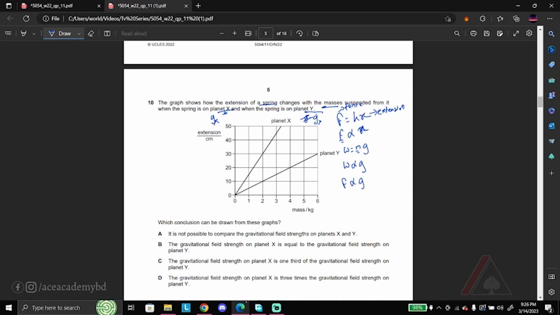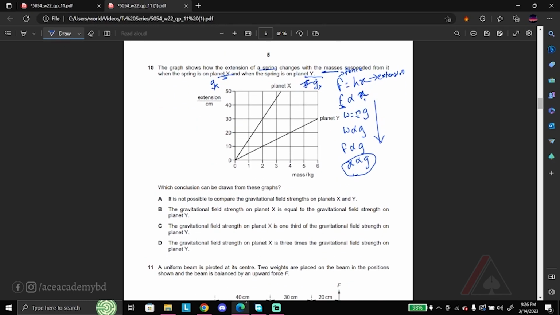And since F is directly proportional to extension, we can also write that extension is directly proportional to gravitational field strength. So this is the main thing derived from these steps. So let's move on.